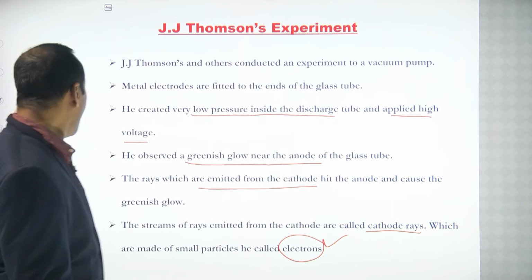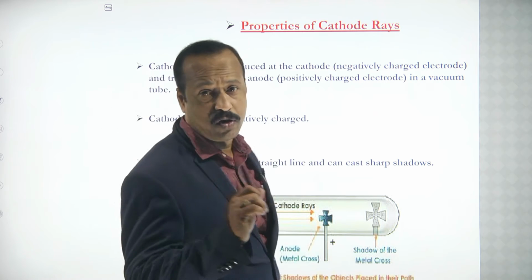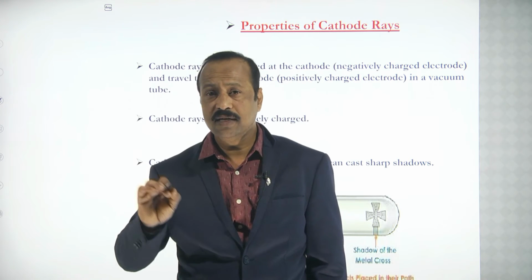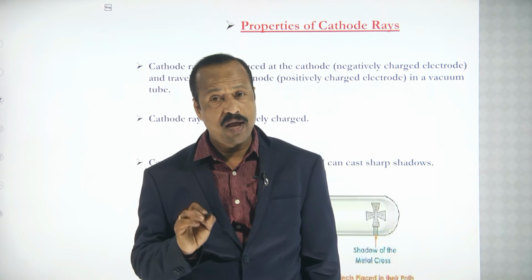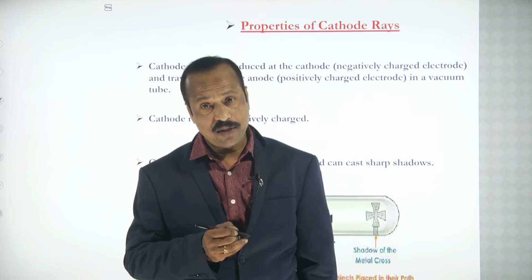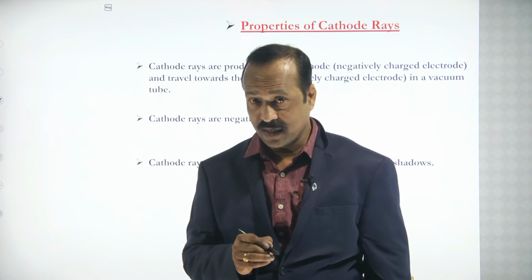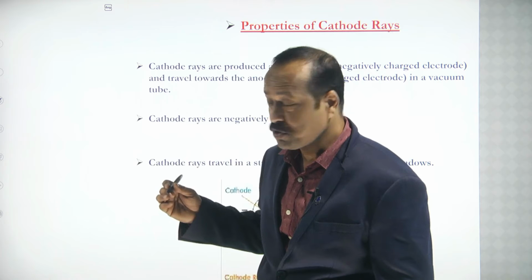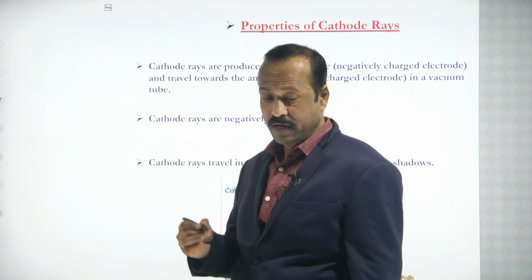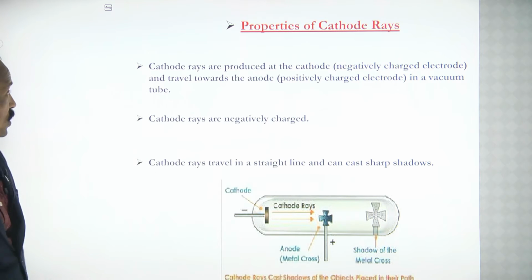Clear? Now let us see what the properties are. This is a very, very important topic. In your 9th class, you only have the discovery of electrons, but you don't have in detail what experiment led to the discovery of cathode rays or electrons and what the properties of cathode rays are. So here I am going to explain the properties of cathode rays in detail, right? It's a very, very important topic. So let's see the properties of cathode rays.